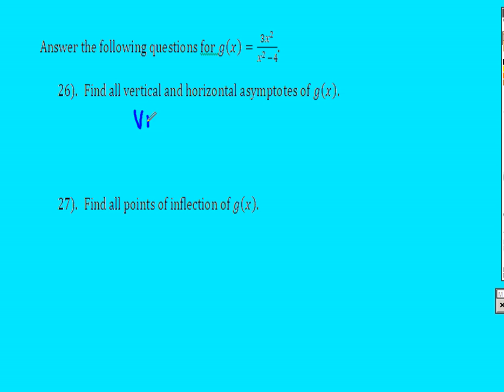Well, vertical asymptotes are when the denominator equals 0. So, x squared minus 4 equals 0. That's going to be the same as if we factored (x minus 2)(x plus 2). So that means vertical asymptotes will occur when x equals plus or minus 2. Horizontal asymptotes. We look at the highest power, it's both 2. So that means we need to look at the coefficients of those terms, 3 and 1. So horizontal asymptote occurs at 3 over 1, or just y equals 3.